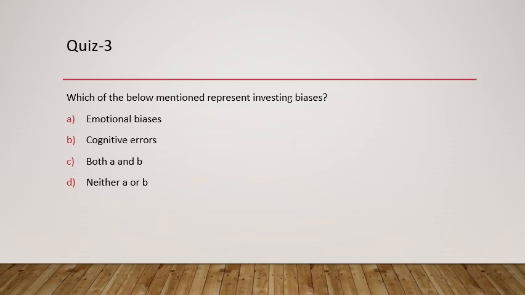The third one, which of the below mentioned represent investing biases? We have already seen that emotional biases are part of that, and cognitive errors are also part of that. So the answer would be both A and B. So for 3 the answer is C. We move on to question 4.